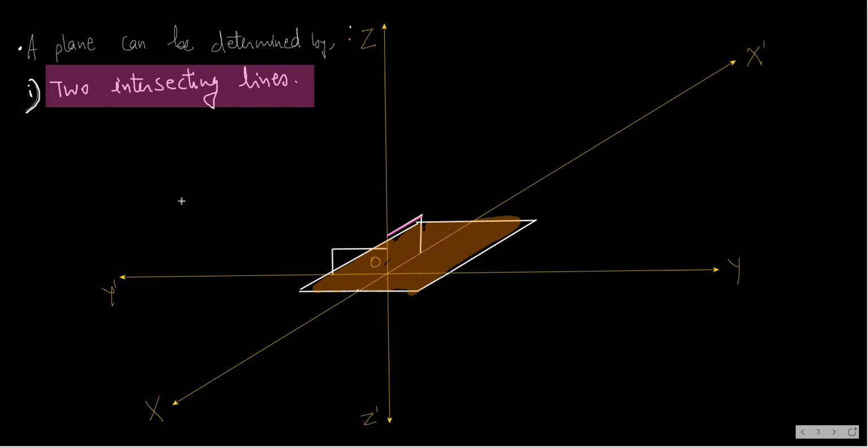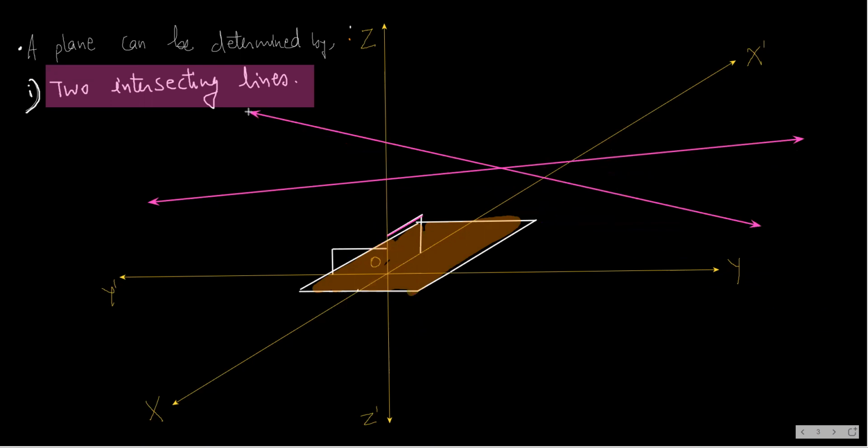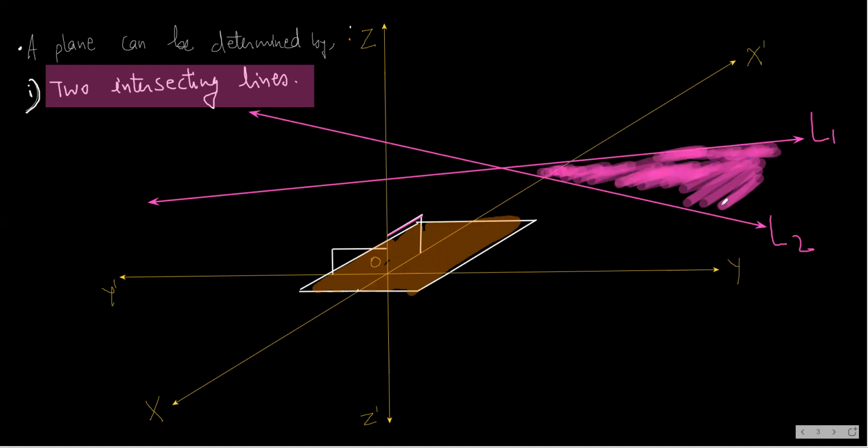Now what I do is, in general, I draw any two lines, and see these two lines are intersecting each other. Now remember that these two intersecting lines, if I write them as L1 and L2, also define a plane. You can imagine the plane that these two lines define. It would be a plane this way. See, they define a plane here.